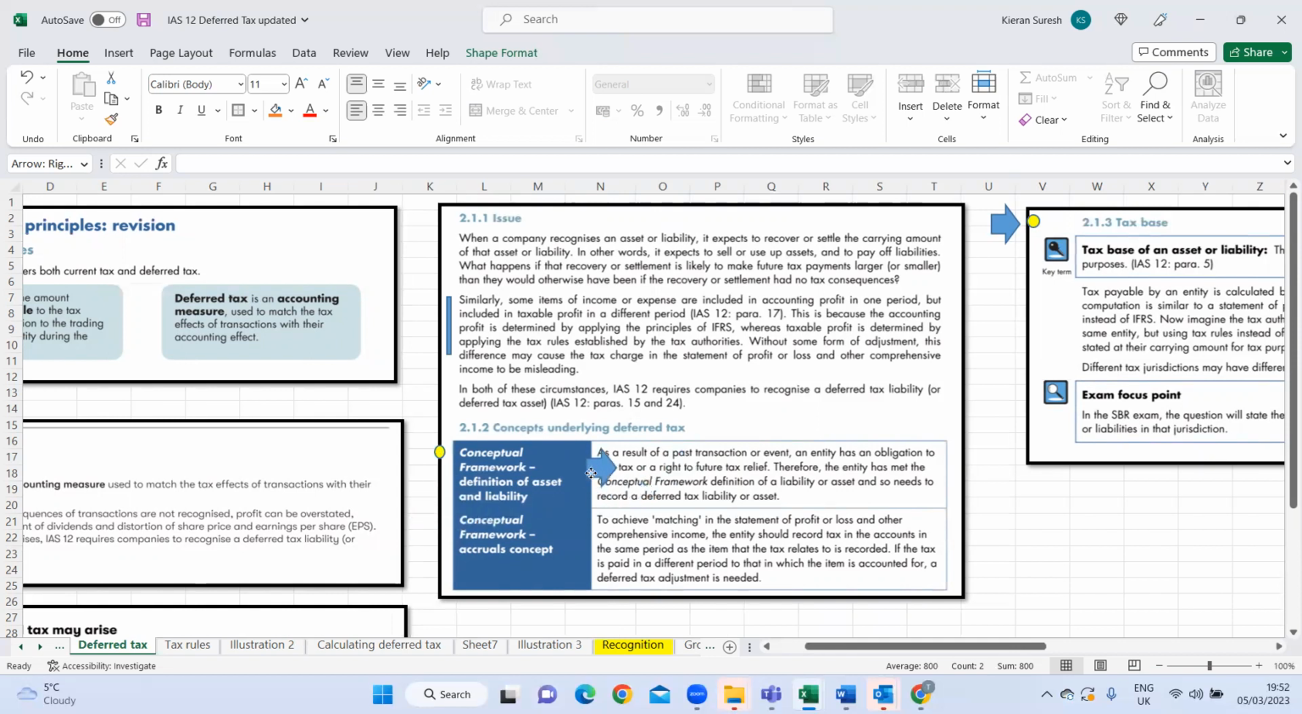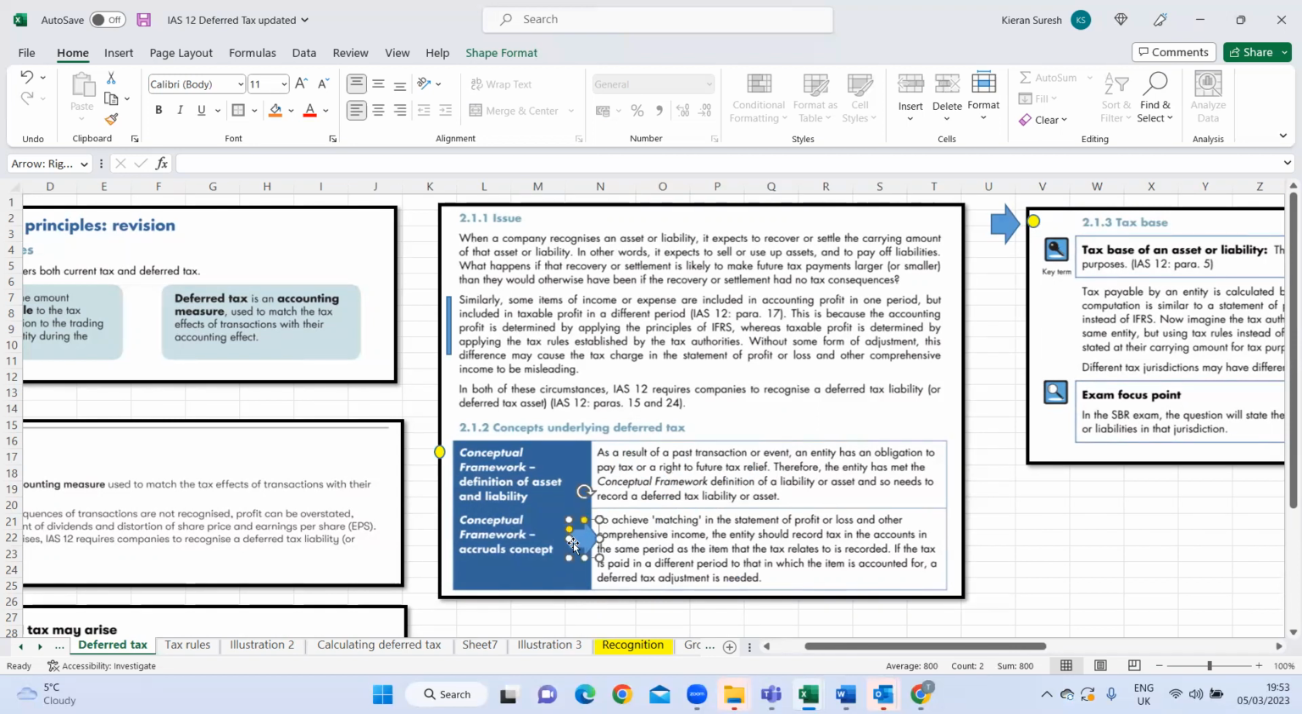So due to a past event, that matches with the deferred tax liability, because due to a past event we're going to suffer a future obligation, a future liability. That matches the deferred tax liability and also the deferred tax asset. That means we have a right to receive future cash flows, which matches the deferred tax asset definition, right? And also the accrual concept.